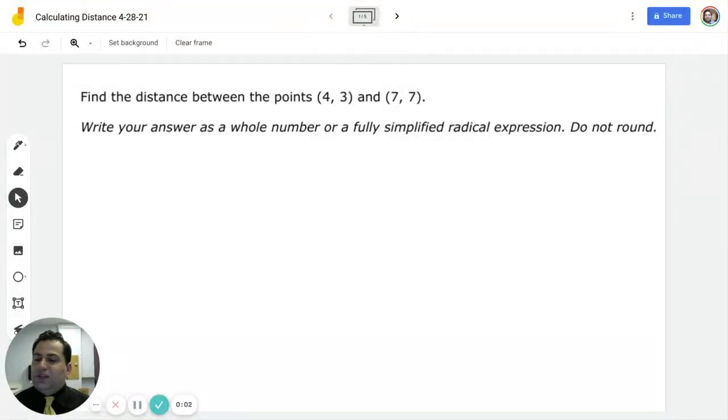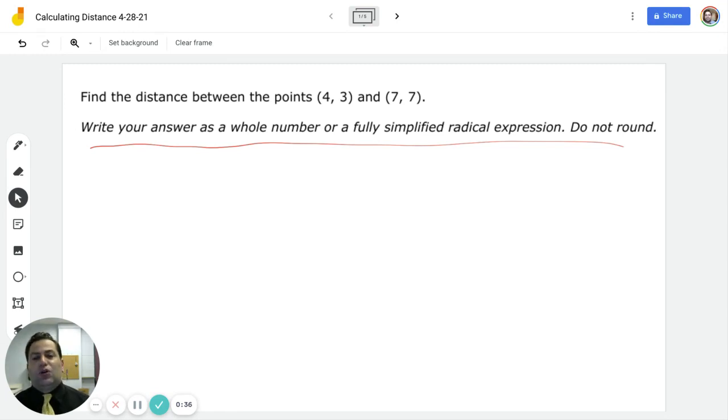Hello, and I received some questions about calculating distance between 2 points, specifically the ones on the IXL sheet. So I just pulled some examples from the IXL practice, and there's this line right here. Write your answer as a whole number or a fully simplified radical expression. Do not round. So essentially they want their answer in terms of a square root. And we never did that in class.